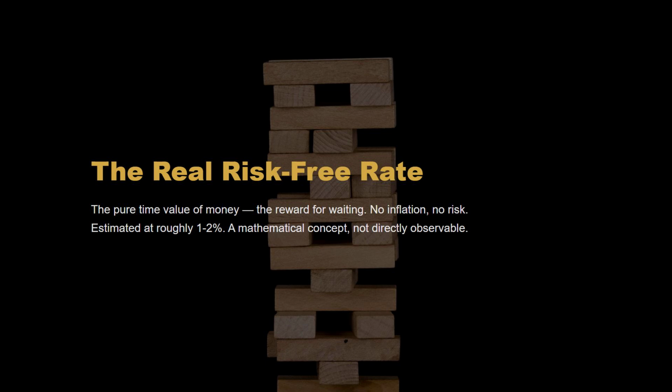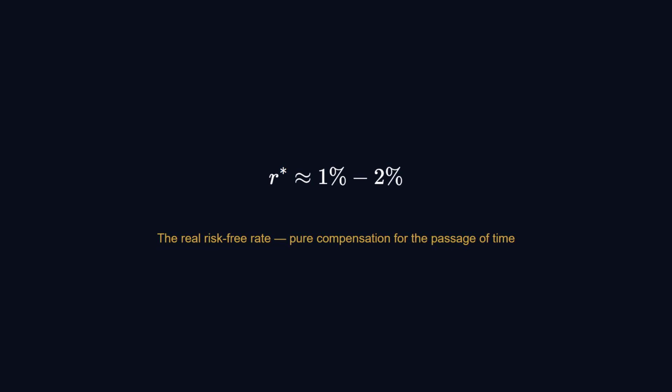In theory, this is what you would earn in a world with 0 inflation and 0 chance of default. In practice, it is a mathematical concept, not something you can directly observe. Economists estimate it at roughly 1 to 2%. The real risk-free rate is written as R star. It represents the theoretical return with 0 inflation and 0 default risk.